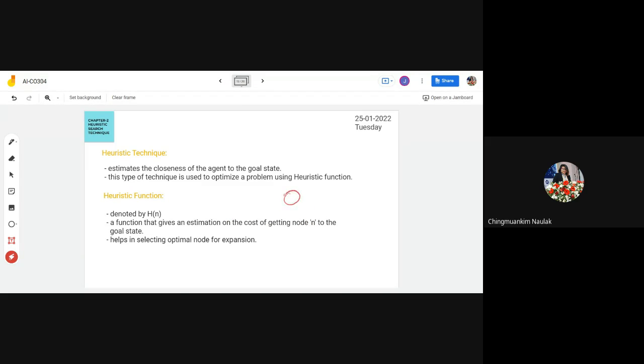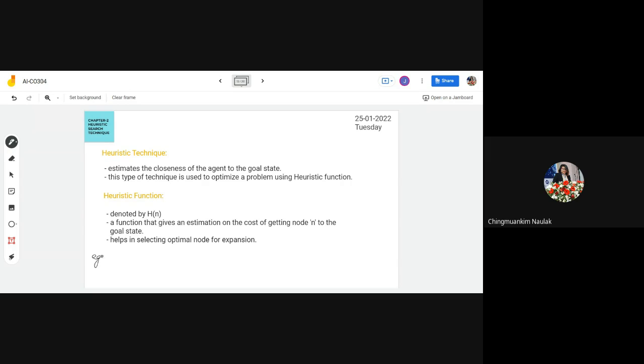For example, this is node A and this is the goal node. The heuristic function gives the estimation of the cost from the current node to the goal state, and it helps in selecting the optimal node for expansion. So I don't think I need to explain this more.